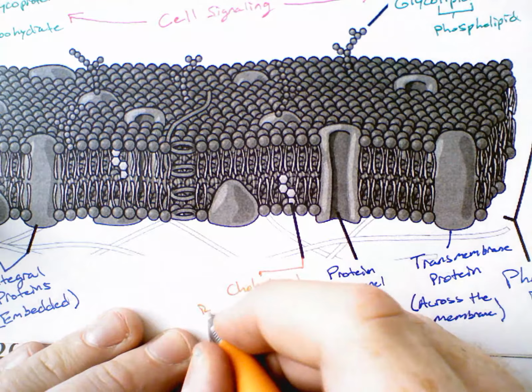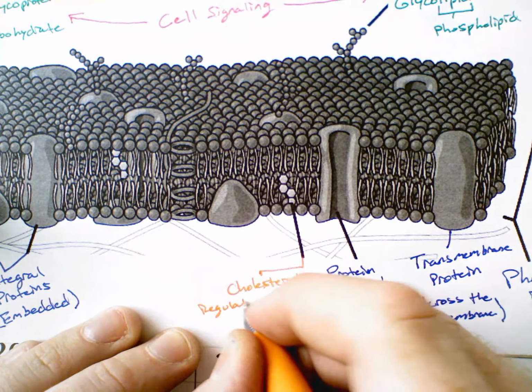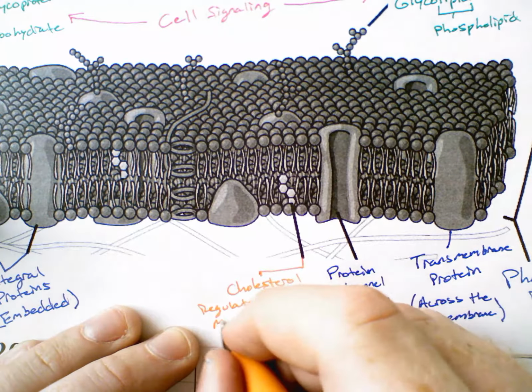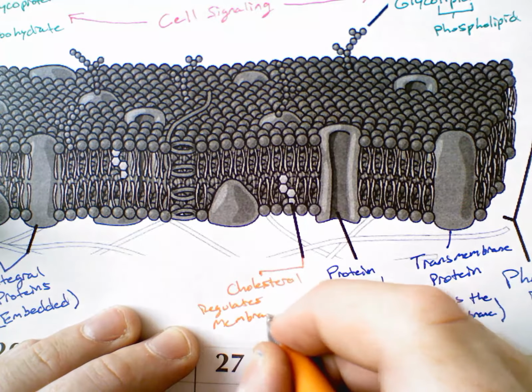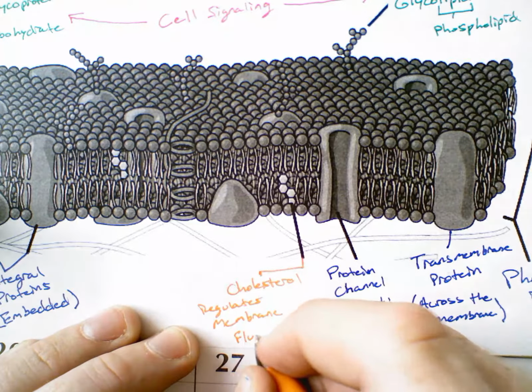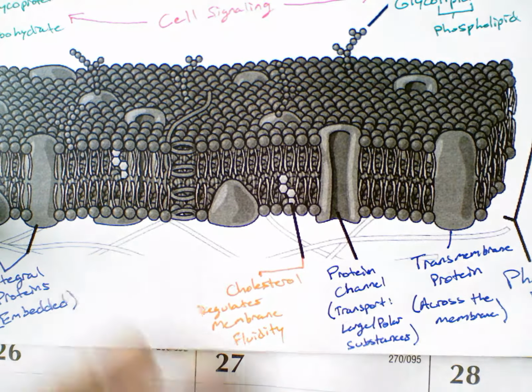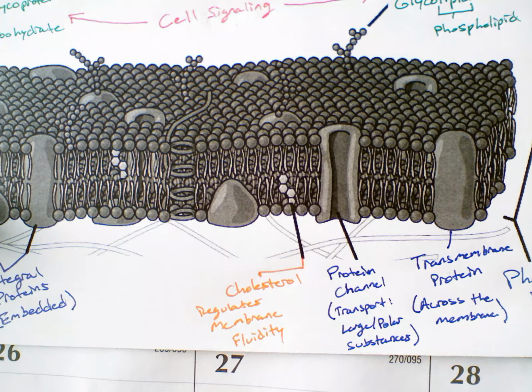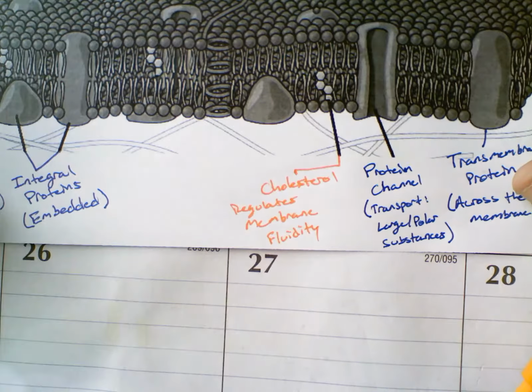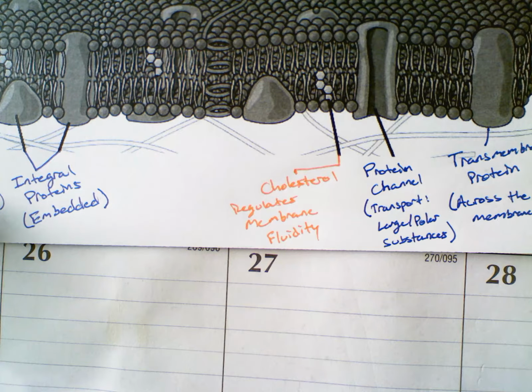And it regulates membrane fluidity, meaning it regulates how fluid the membrane is, how easily substances pass through it. And it does this by regulating how much space there is between the phospholipids. Okay.